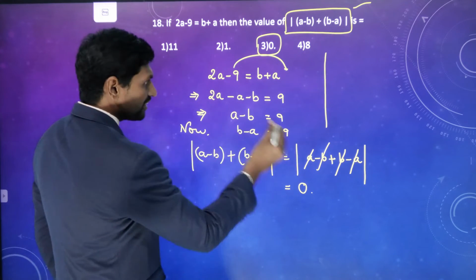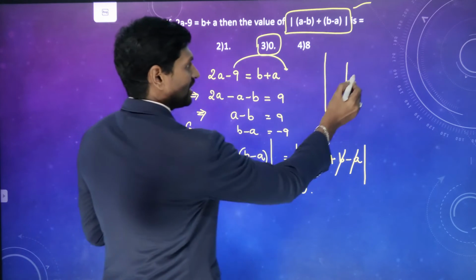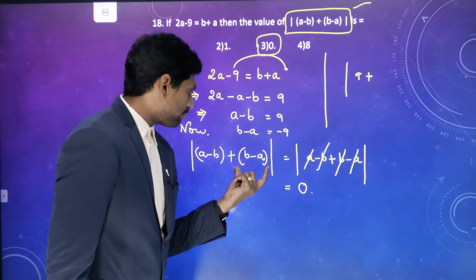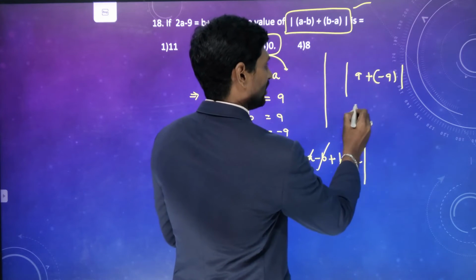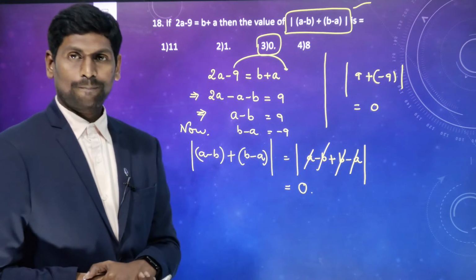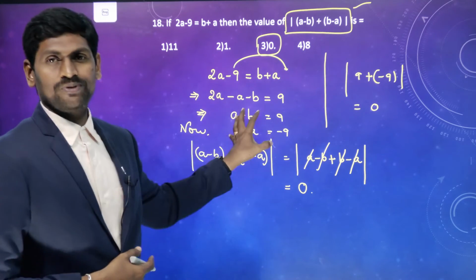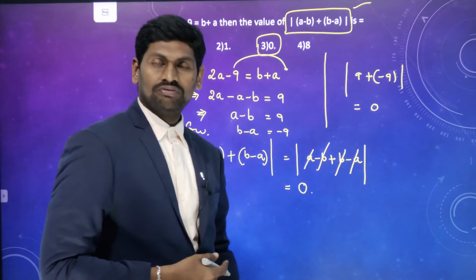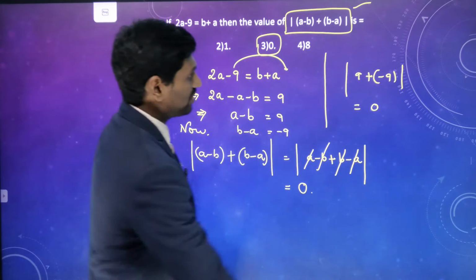A minus b value is positive 9, means b minus a value is negative 9. Now directly we can substitute here. In the place of a minus b, we can write positive 9, plus in the place of b minus a, we should write negative 9. So anyways, we will get the same answer 0. Because we already found the value of a minus b, no? With the help of substituting the values also, we will get the same answer. Right. Coming to the next.